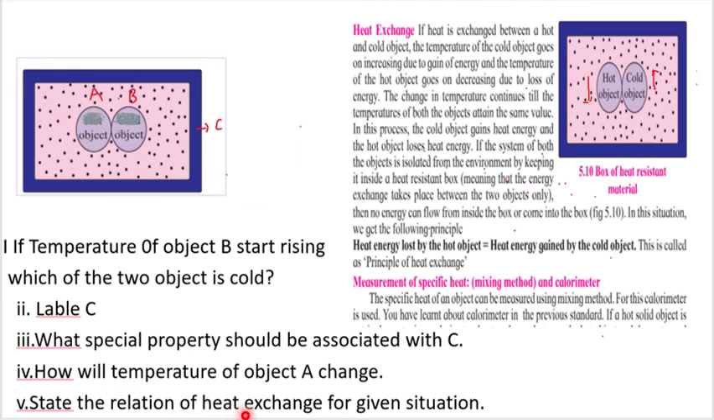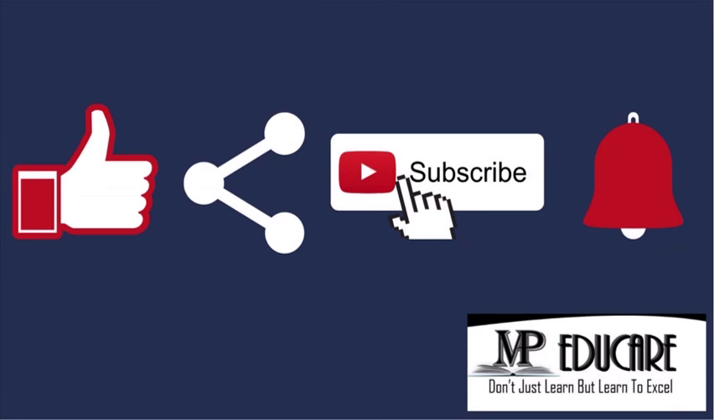State the relation of heat exchange for the given situation. Here, the heat energy lost by the hot object is equal to the heat energy gained by the cold object. Friends, have you seen that? The sub-questions of the diagram-based question are too simple to answer. So please do diagram-based questions and get 40 out of 40 marks.